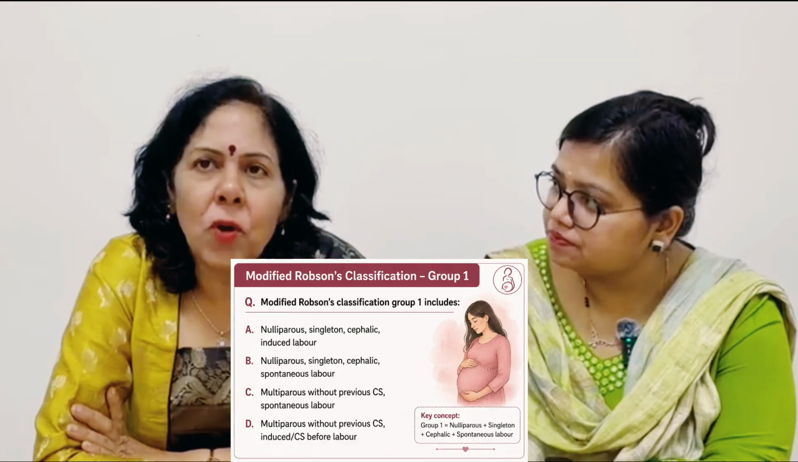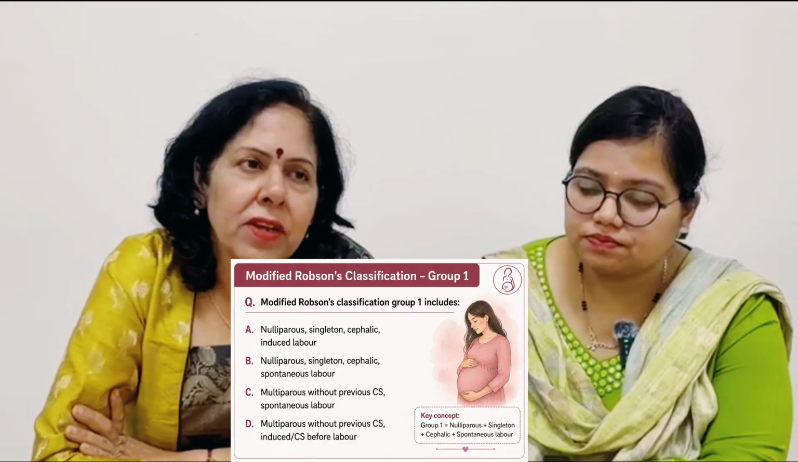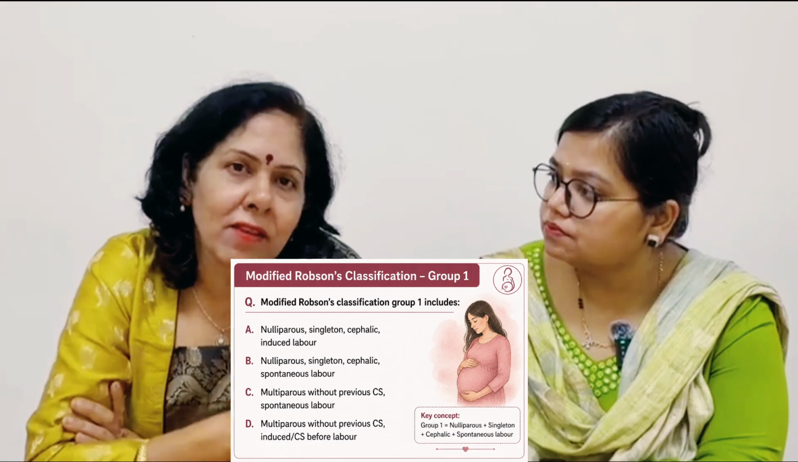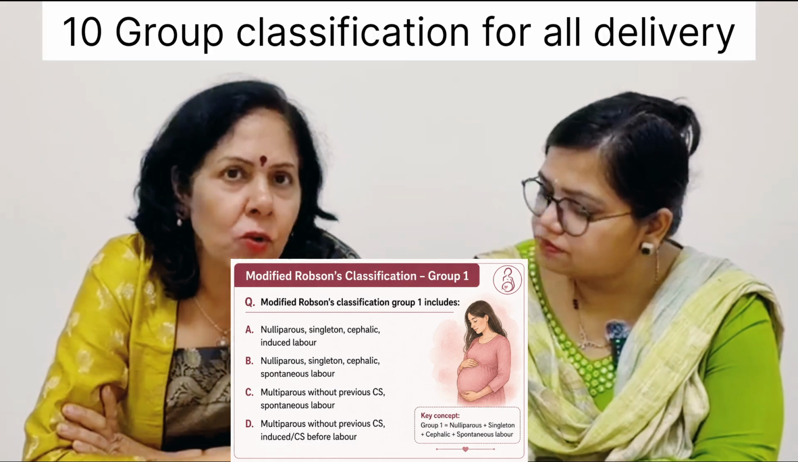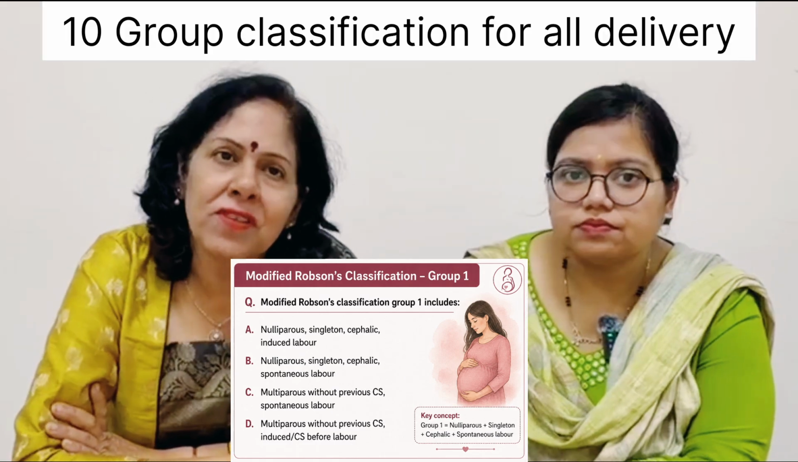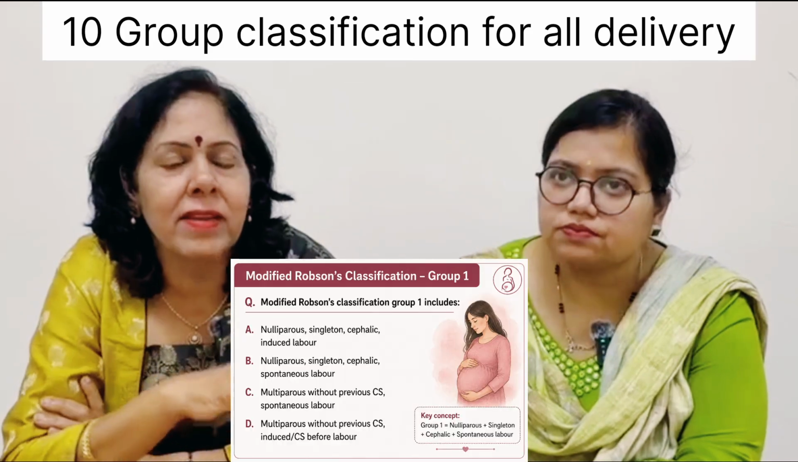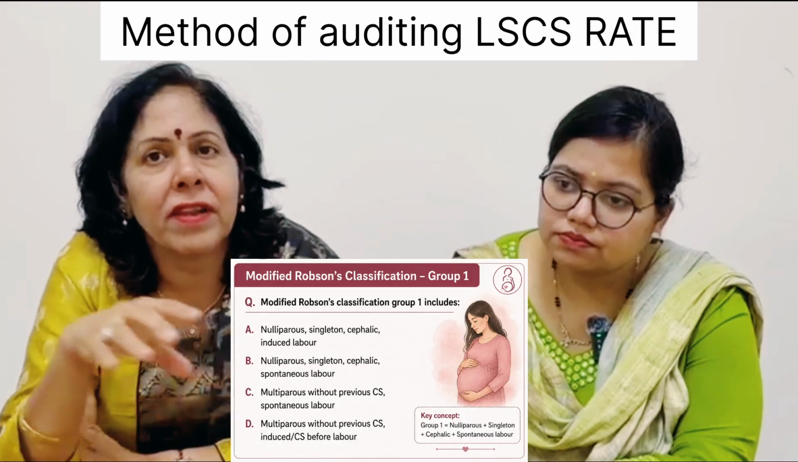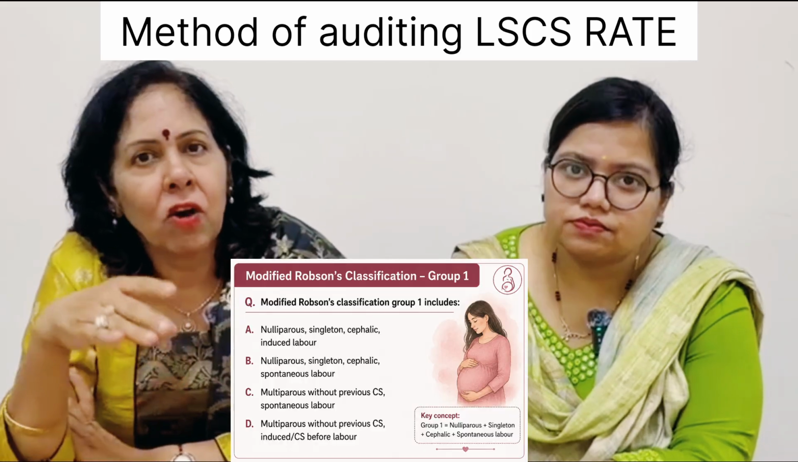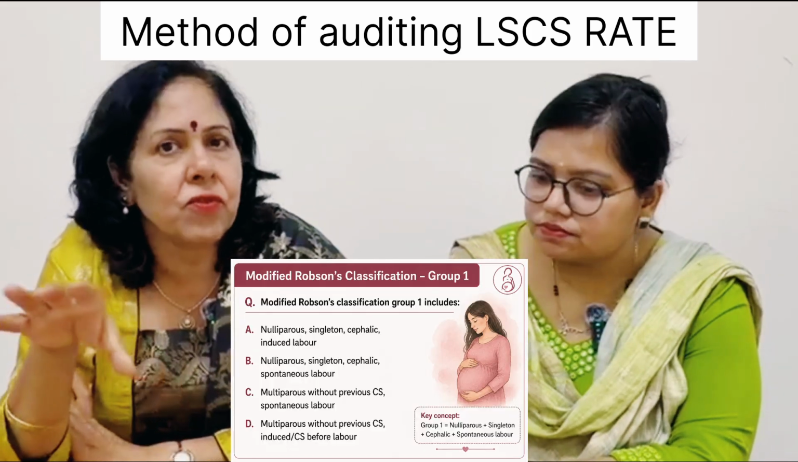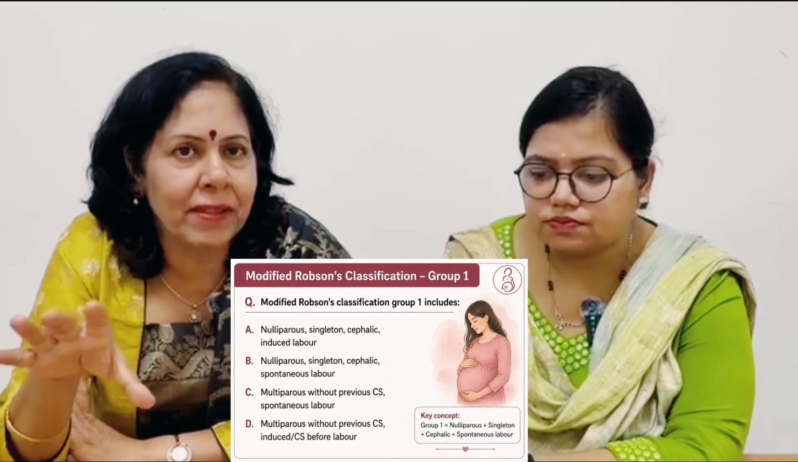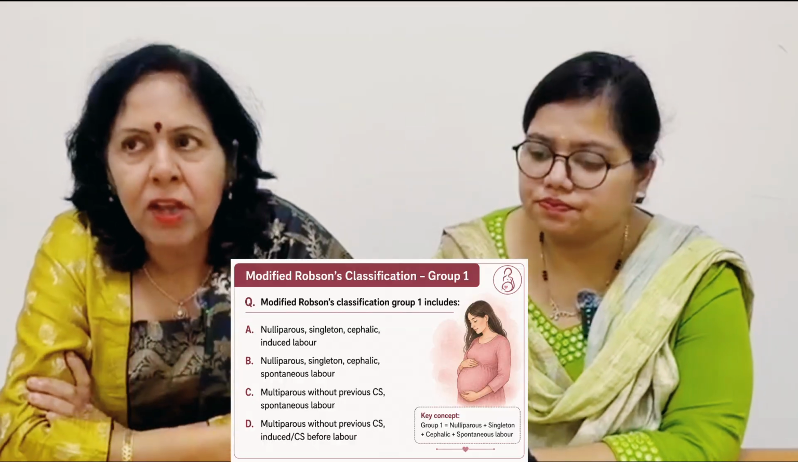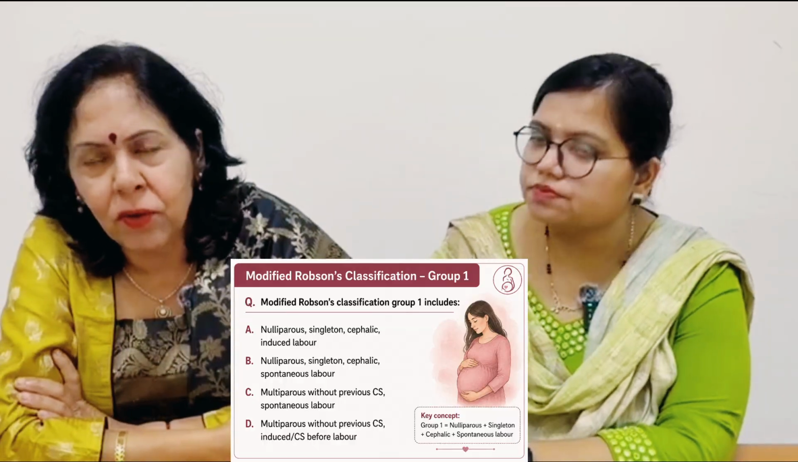So now this Robson's 10 group classification is basically used to classify all the delivering women into 10 groups, and it is used for cesarean audit to analyze and see what is the indication, what should be the ideal rate and what is the rate in our hospital of the cesarean section. Basically this is used for that. It is an objective method for cesarean audit basically. So there are 10 groups in that.